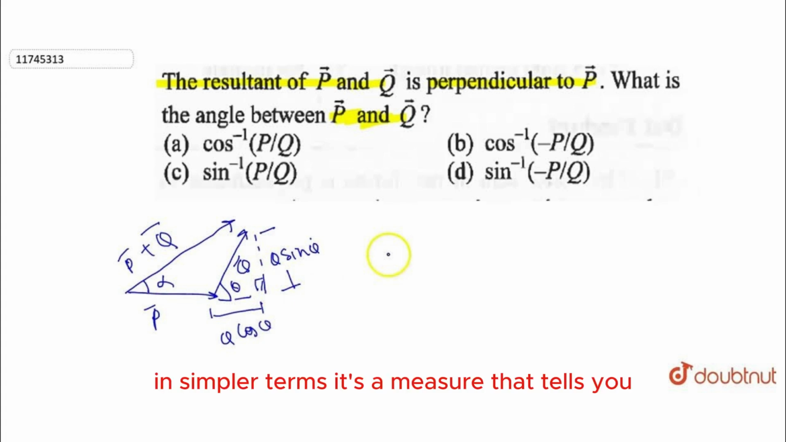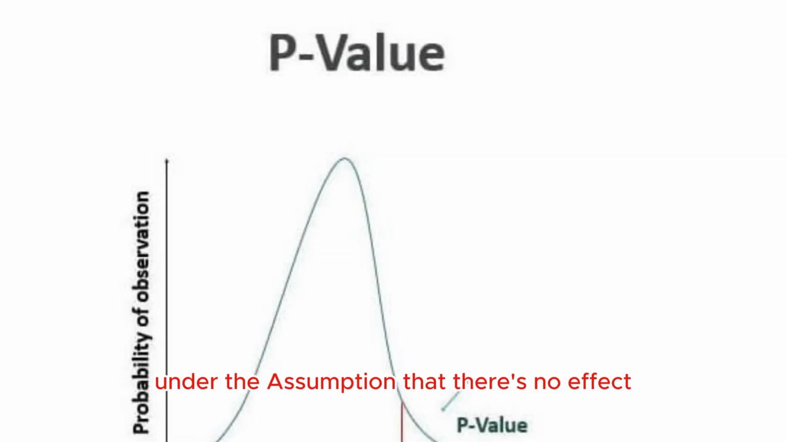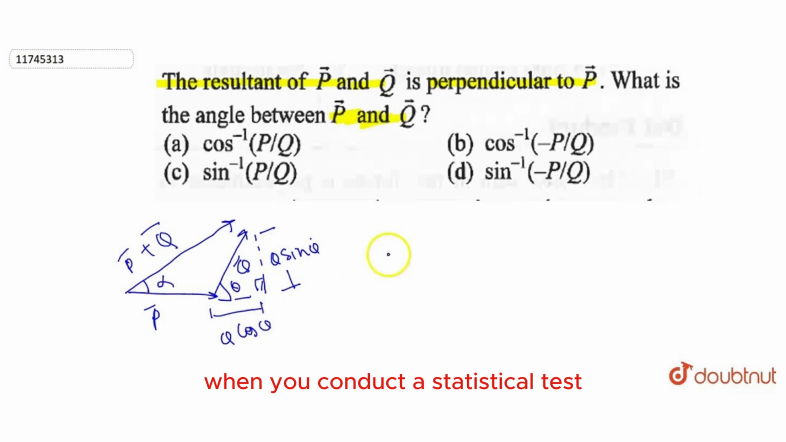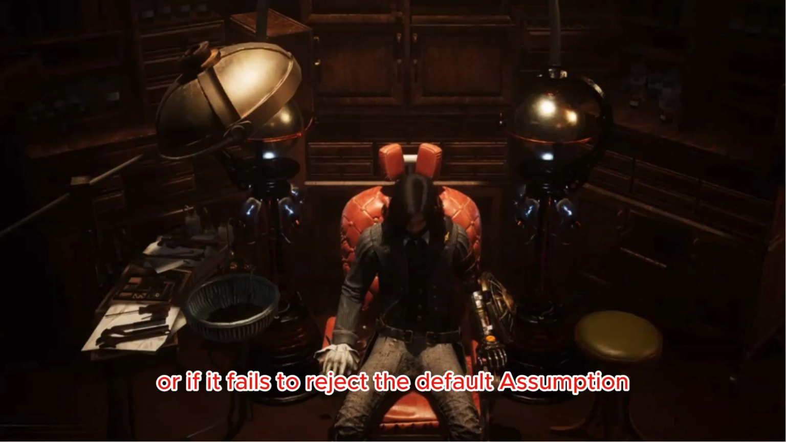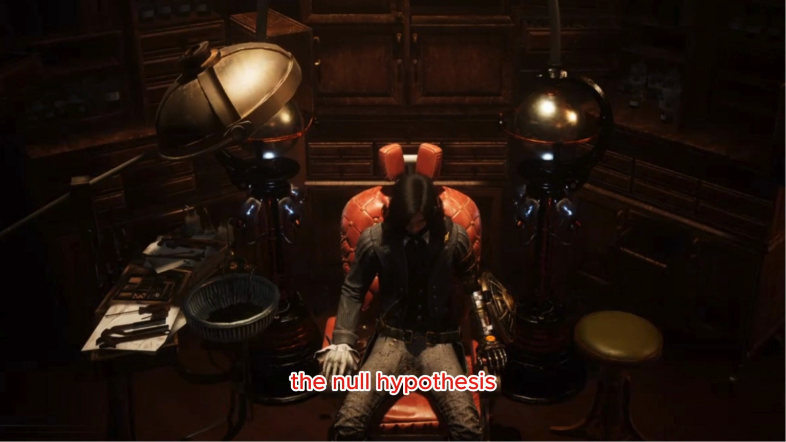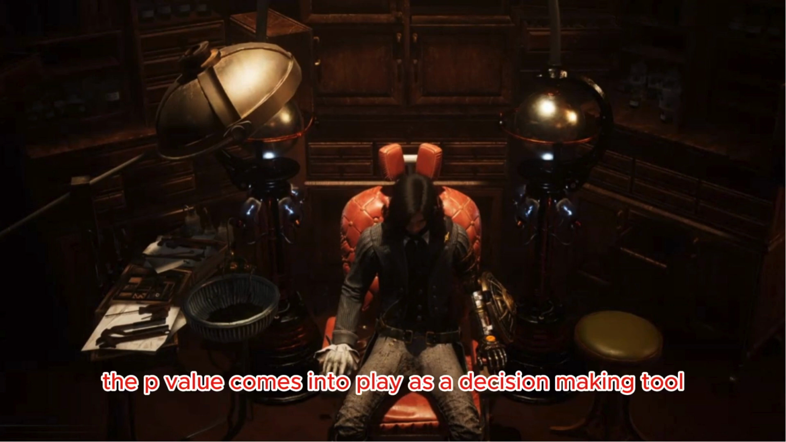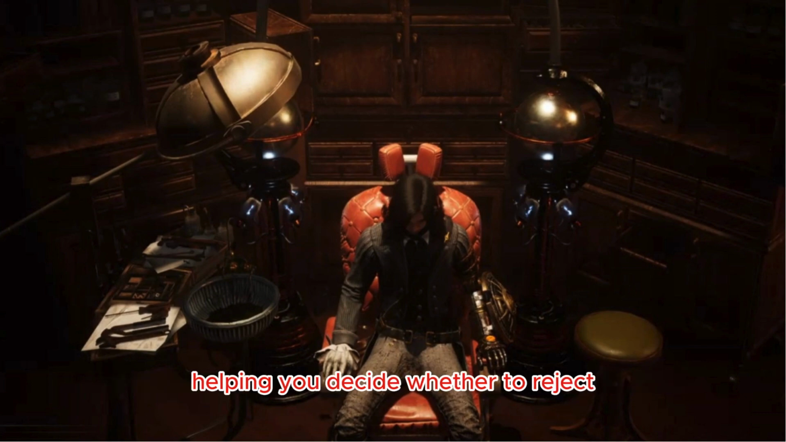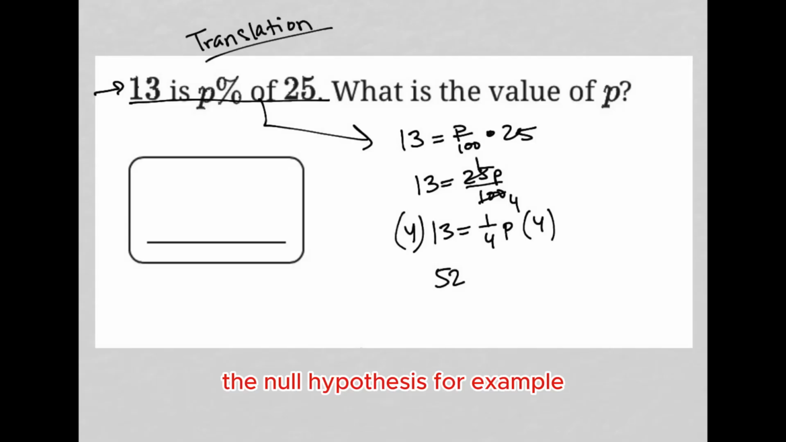In simpler terms, it's a measure that tells you how likely your observed data would occur under the assumption that there's no effect or relationship present. The origins of the p-value lie in the realm of hypothesis testing. When you conduct a statistical test, you're essentially checking whether your data supports a particular hypothesis, known as the alternative hypothesis, or if it fails to reject a default assumption, the null hypothesis. The p-value comes into play as a decision-making tool, helping you decide whether to reject the null hypothesis.